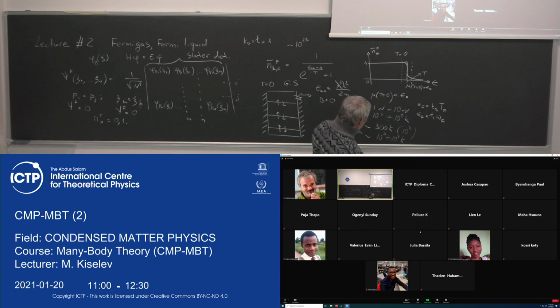And what I'm saying is that at room temperature, this difference between the Fermi distribution function at zero temperature and at finite temperature is actually a measure of the temperature. And at room temperature, it is pretty small. We will use this fact when we do our calculations. Okay?